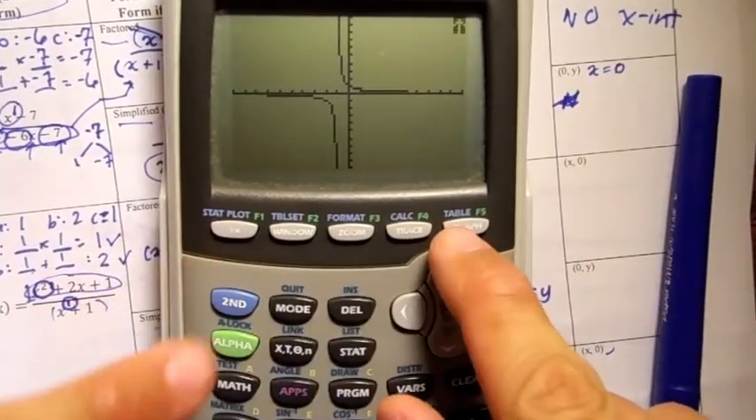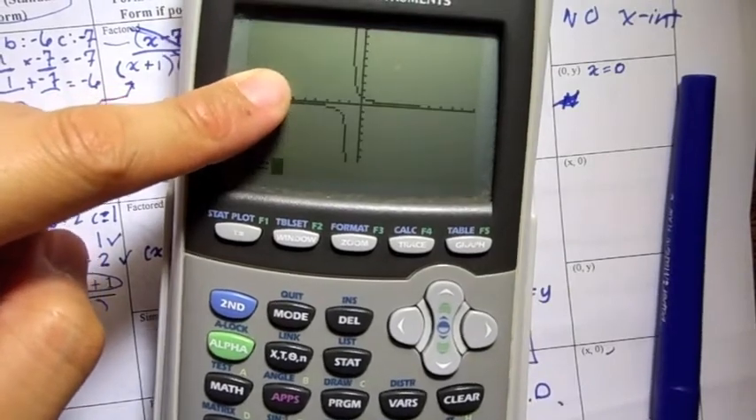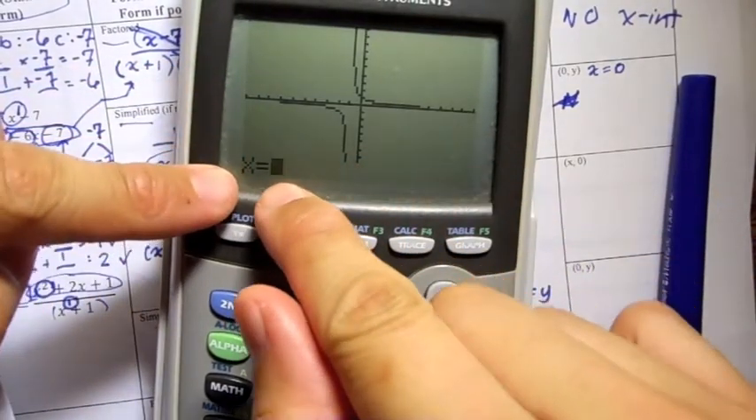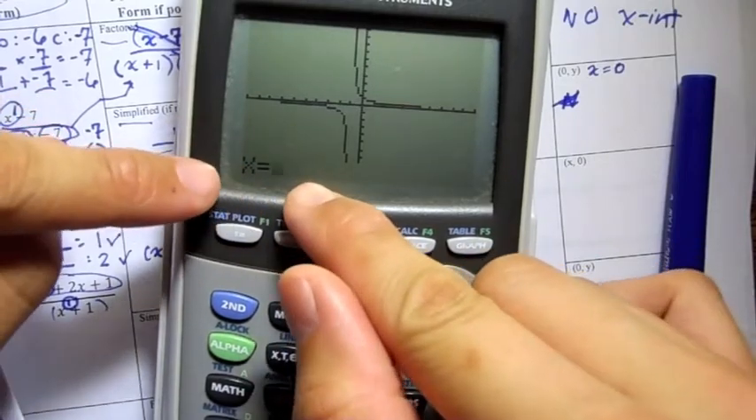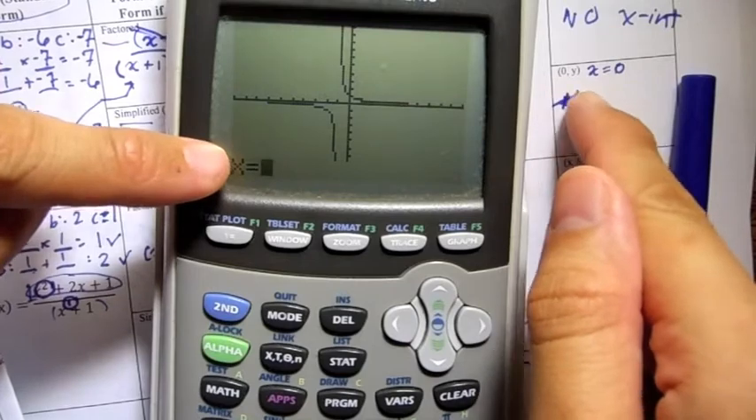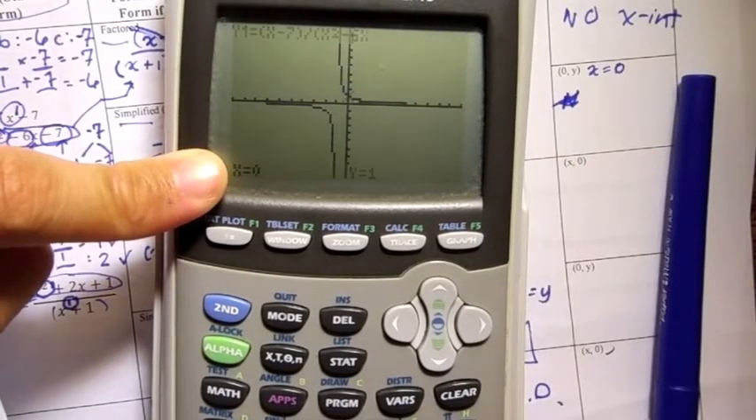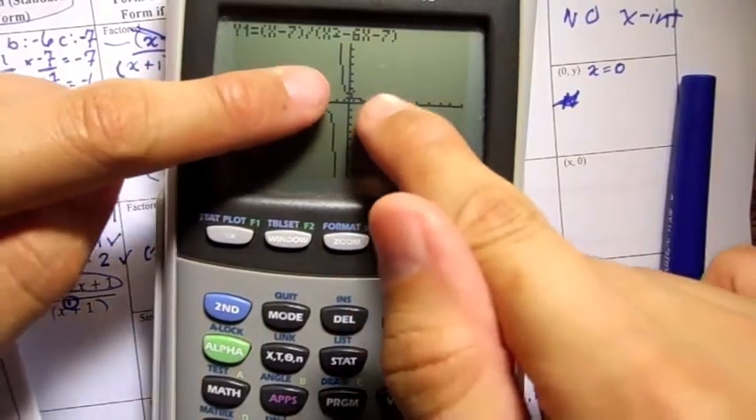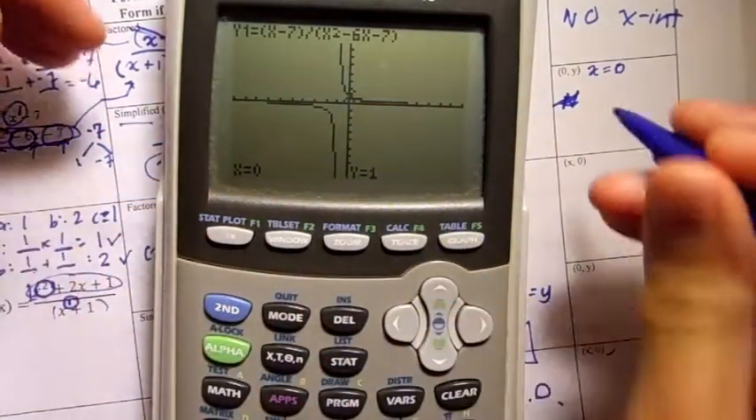Go to second and then trace. The first option, value, will help you find it. What that option does is it lets you set your x value to any number and it'll find the corresponding y value. And to find the y-intercept, I know I just need to set x equal to 0. So just type in 0 and press enter. And it'll give it to you, and it'll even show it to you on the cursor. My y-intercept is (0, 1).